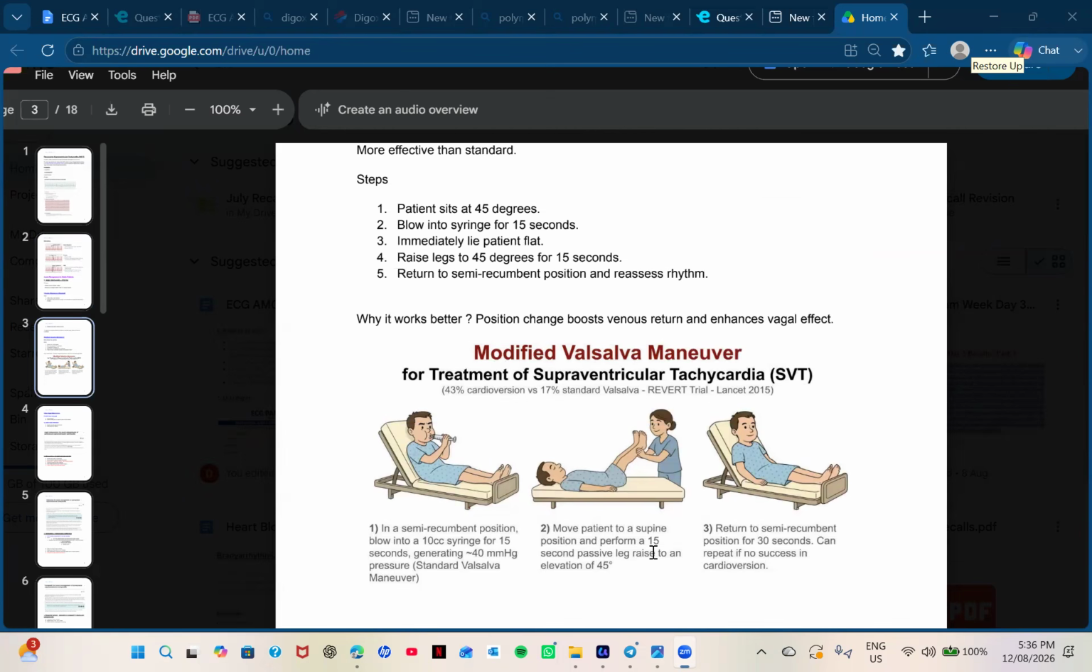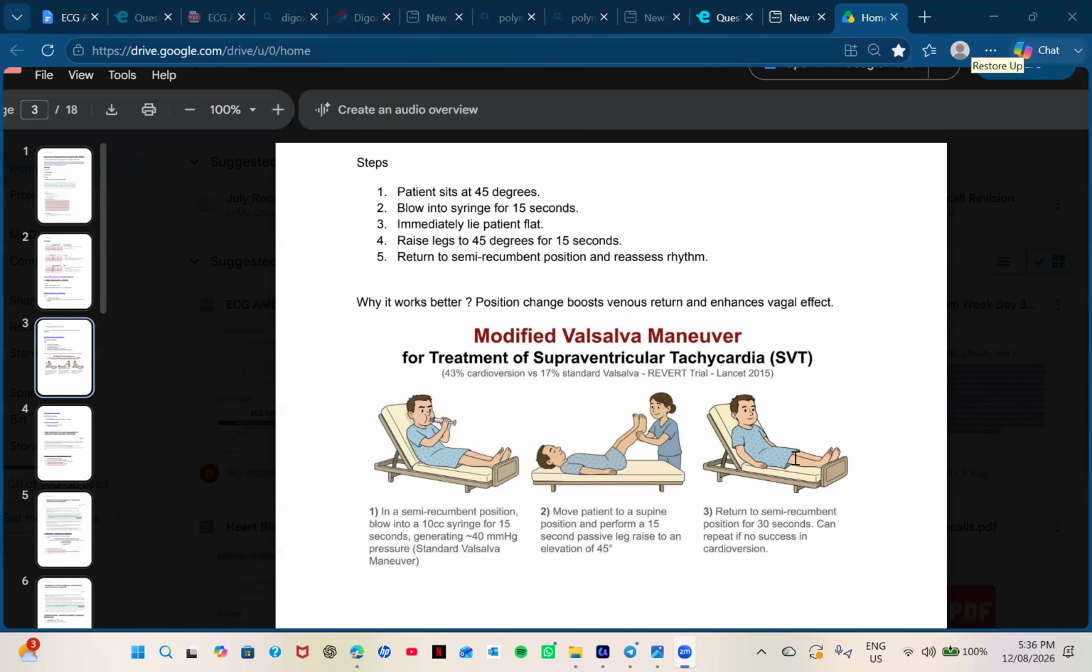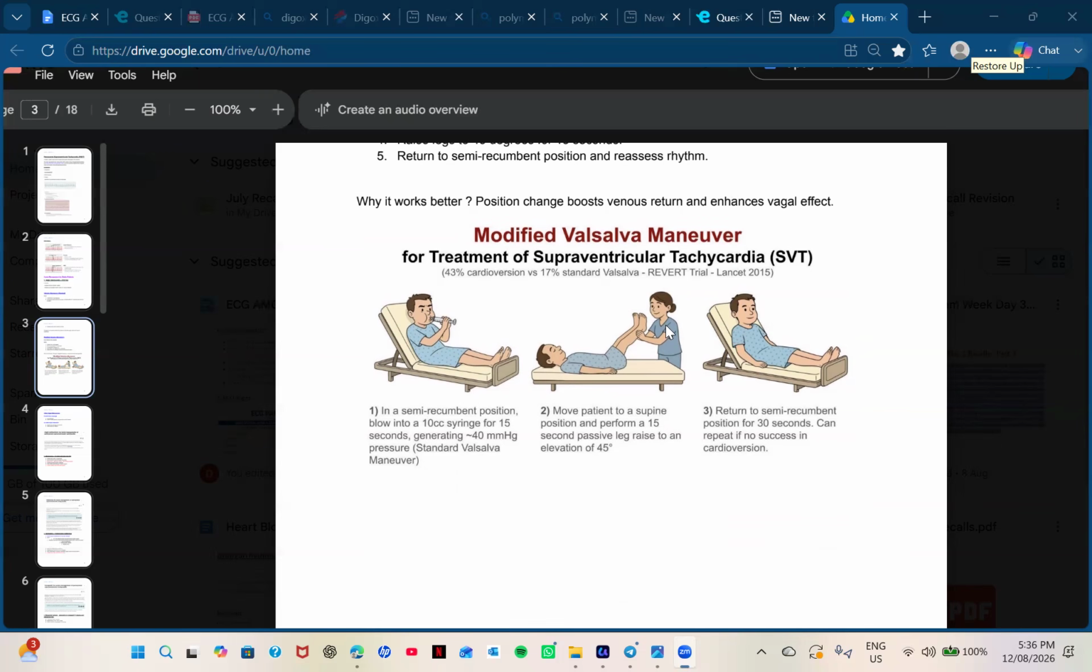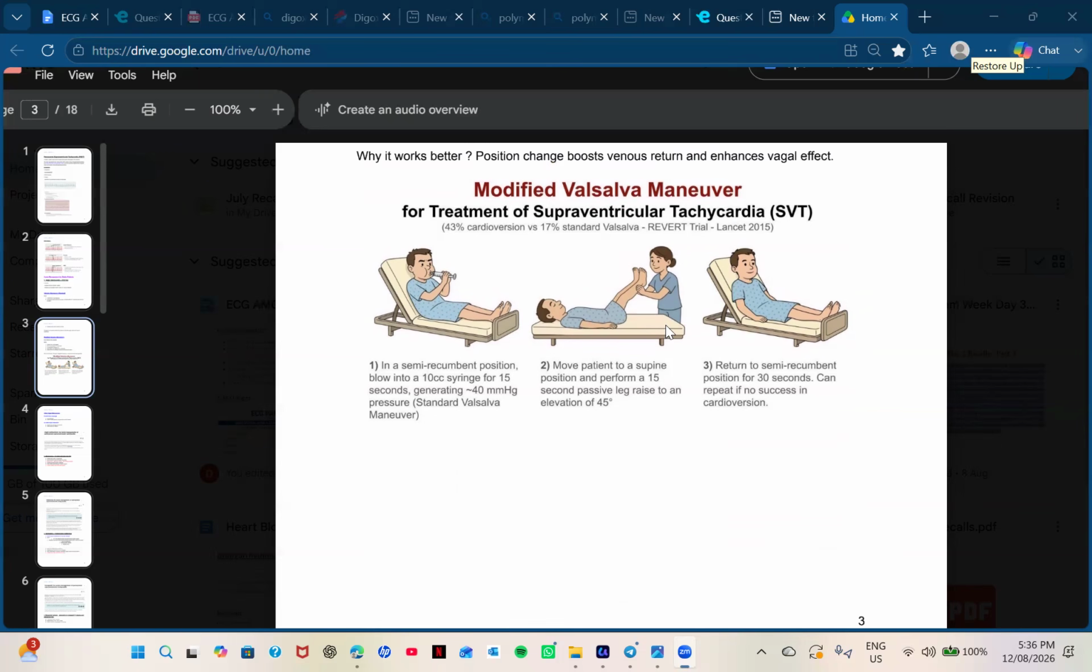We move the patient to the supine position and perform a 15-second passive leg raise, 45 degrees, like that. And then you return the patient to the semi-recumbent position for 30 seconds, right? In most cases, this is enough to reverse the SVT, right?